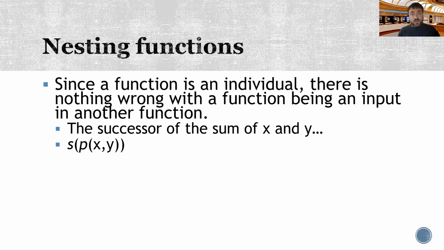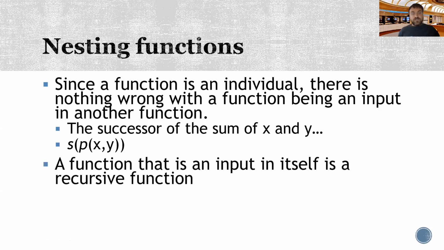So take any number of inputs and then you add them together. You'll get one output. And so the idea is that, say that x and y are 1 and 2, the sum of 1 and 2 will be 3. Then the successor of 3 will be 4. And so this whole phrase here is equivalent to 4, it's equivalent to the individual number 4.